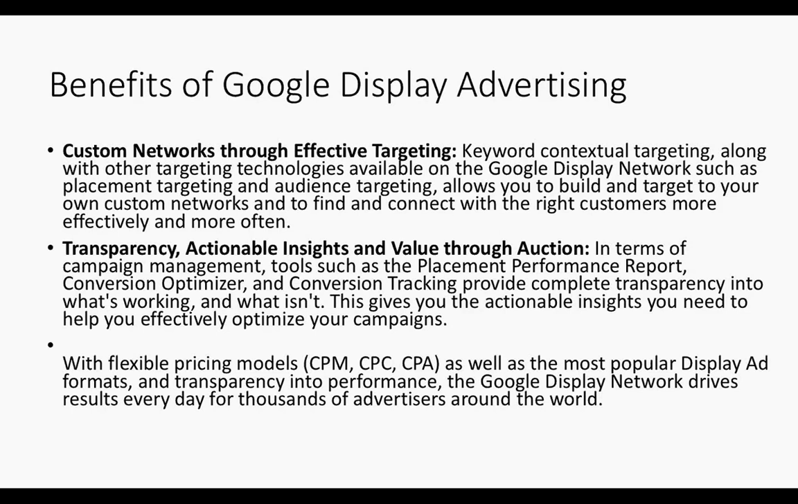So today, if I know that these are the top five websites which are part of the Google Display Network, and I want to showcase my ad only and only on those five websites, I can do that. That particular sort of targeting is called placement targeting. And then there is audience targeting too, which we'll understand. This helps advertisers build and target their own custom networks and find and connect with the right customers much more effectively and more often, all right?